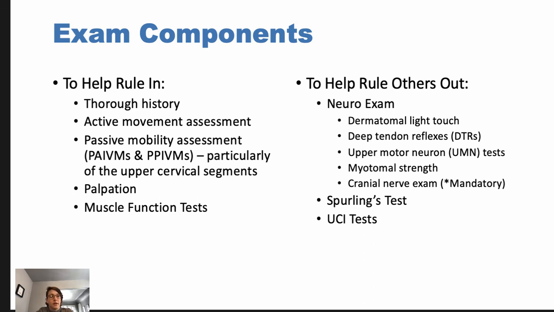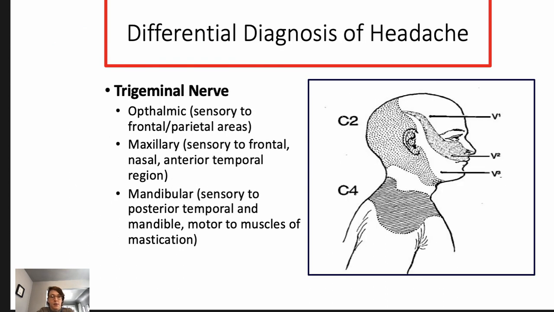We need to do an upper extremity neurological exam. And we need to do upper motor neuron tests, and then we need to do a cranial nerve exam, and that one's mandatory, right? Because when symptoms are in the cranium, we need to do a cranial nerve exam. Sperling's test and upper cervical instability tests as a differential diagnosis. Some other differential diagnoses here are trigeminal neuralgia.